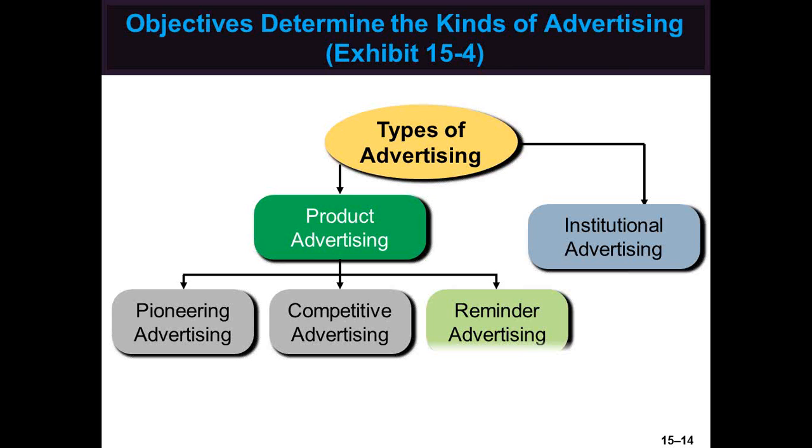Competitive advertising tries to develop selective demand for a specific brand. There are three types of competitive advertising. The direct type aims for immediate buying action. The indirect type points out product advantages to affect future buying decisions. And finally, comparative advertising makes specific brand comparisons using actual product names. Reminder advertising keeps the company's name before the public.